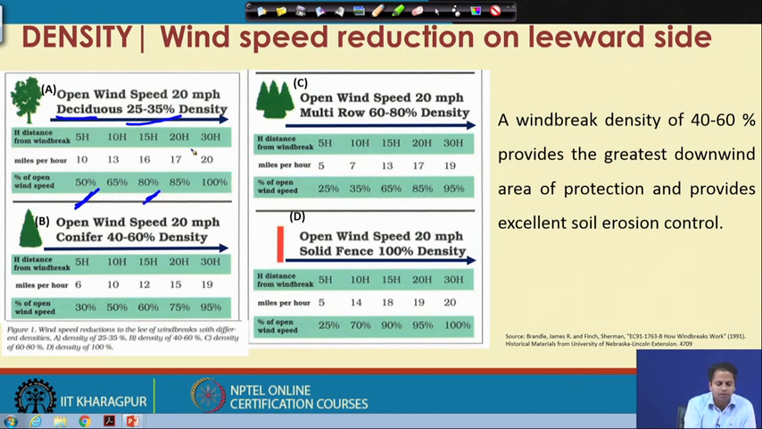Here, at the distance of 20 H the wind speeds are 85% compared to the open field, meaning a 15% reduction, whereas at the distance of 30 H the winds are similar to the open field. So, we can see the effectiveness of this windbreak in reducing the wind speed can be observed till 20 H.